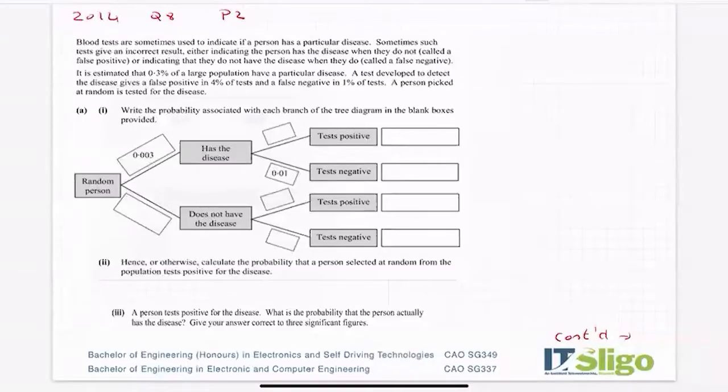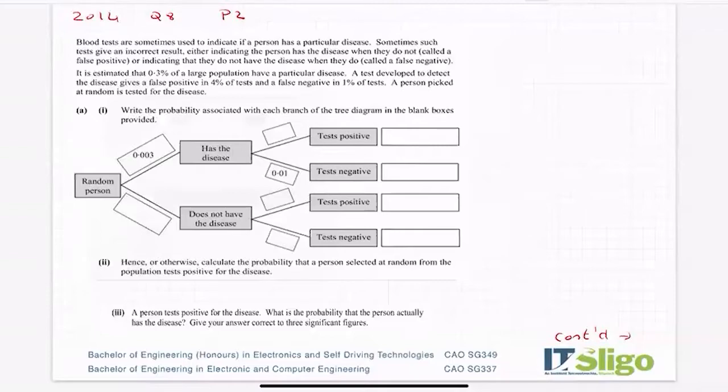2014 question 8 on probability, a tree diagram, very important. Especially this question because we can associate it to COVID, seen as it's the year of COVID. Blood tests are sometimes used to indicate if a person has a particular disease.